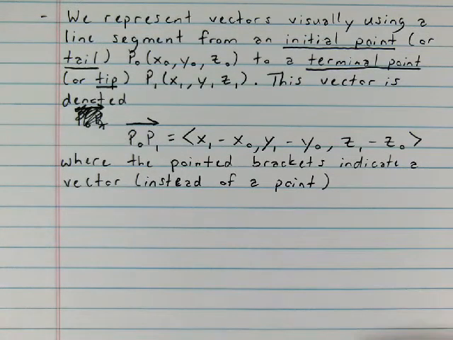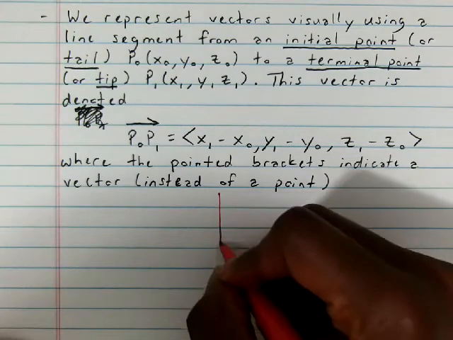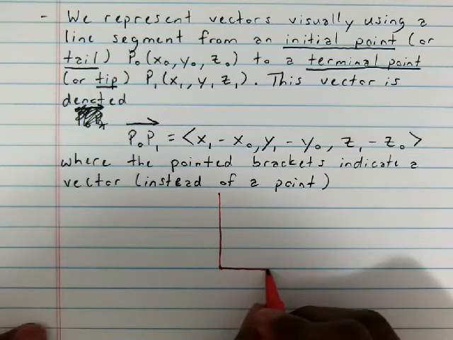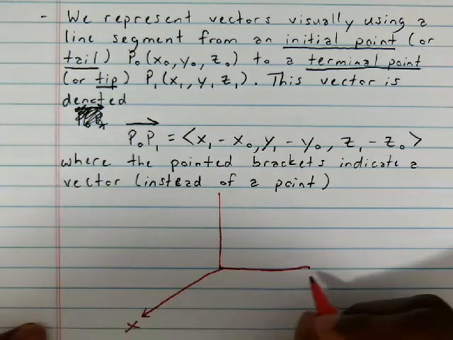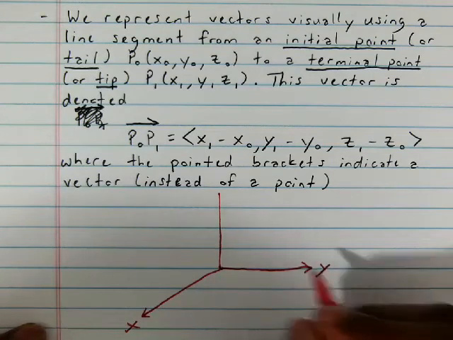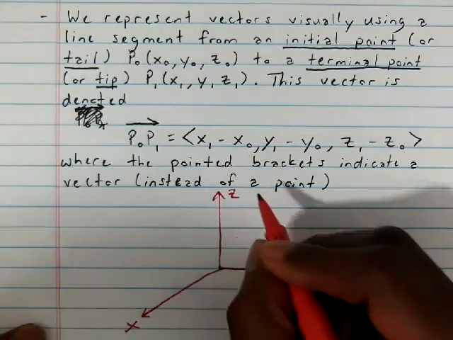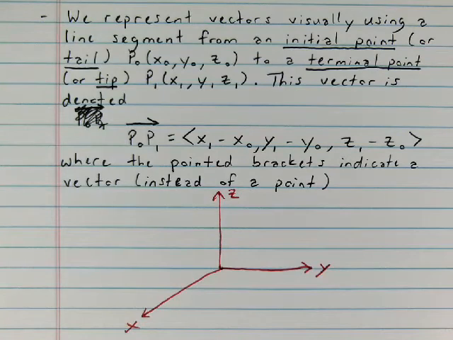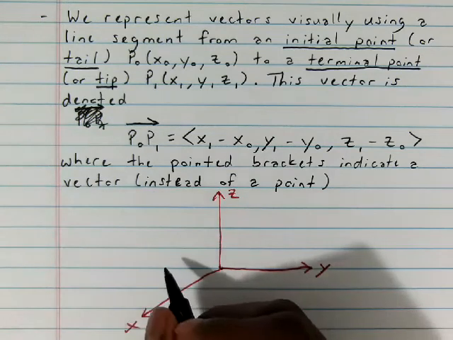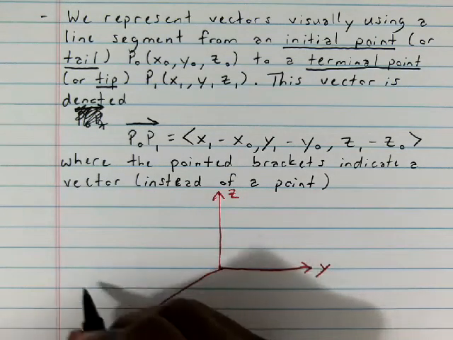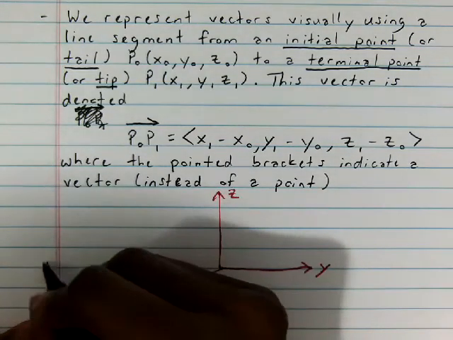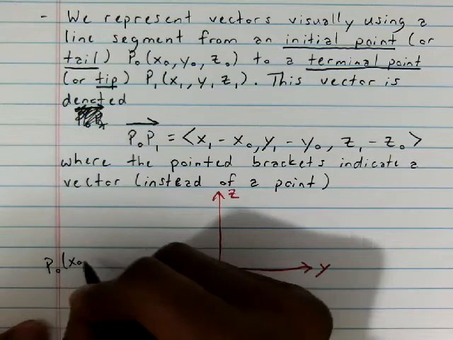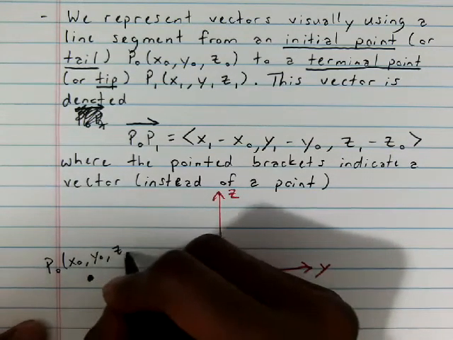So we need a set of coordinate axes. So our x-axis, our y-axis, and our z-axis. And then you can put your points wherever you want to. It doesn't really matter. So I'm going to put my point P0 right here, and it has coordinates x0, y0, and z0.